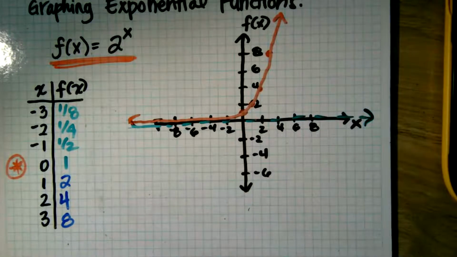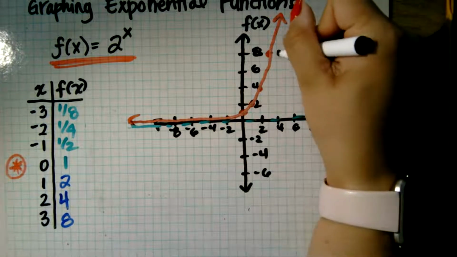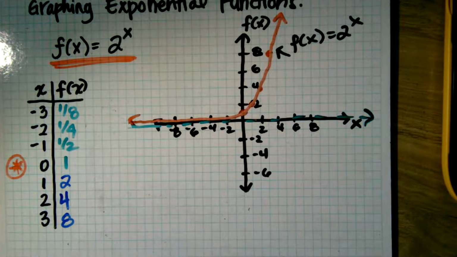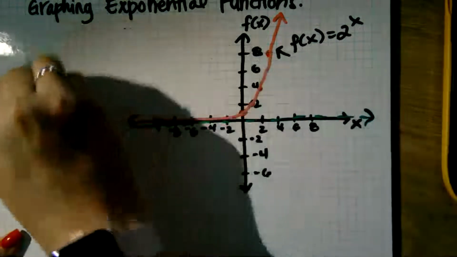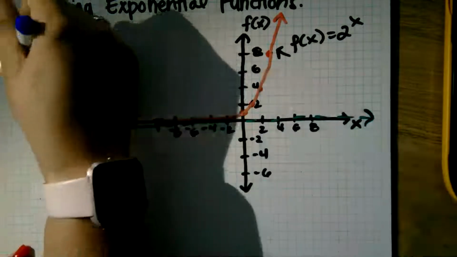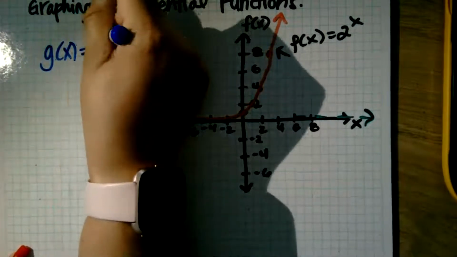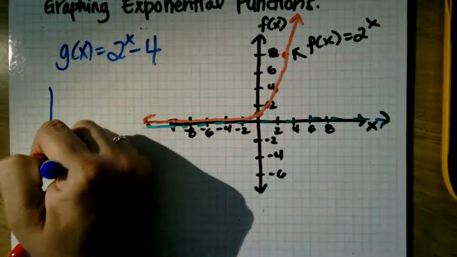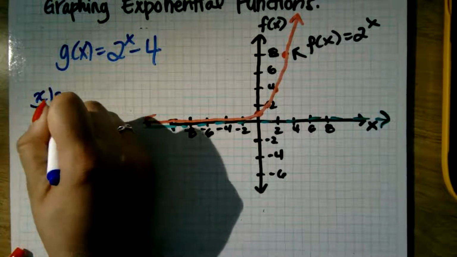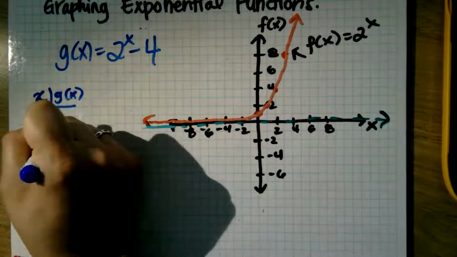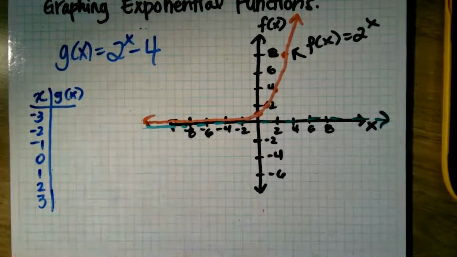And I'm going to now graph another one. So I'm just going to put on here, this right here is f of x equals 2 to the x. What happens if I now graph another one? I want to graph g of x equals 2 to the x minus 4. Wow. Well, let's see. Remember, if we don't know how this function is occurring, we can always make a table of values, right? So I'm going to go ahead and put -3, -2, -1, 0, 1, 2, and 3. And we're going to see what happens.